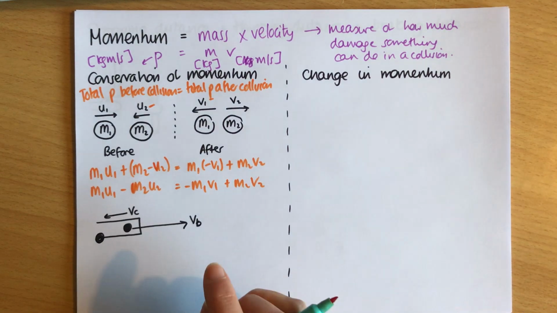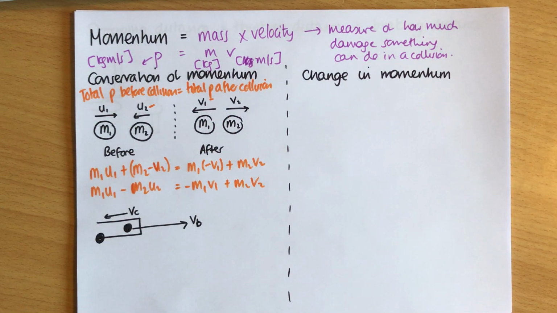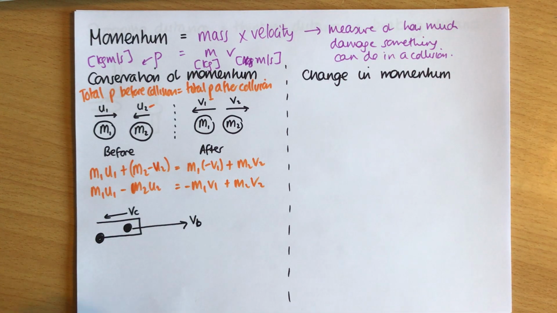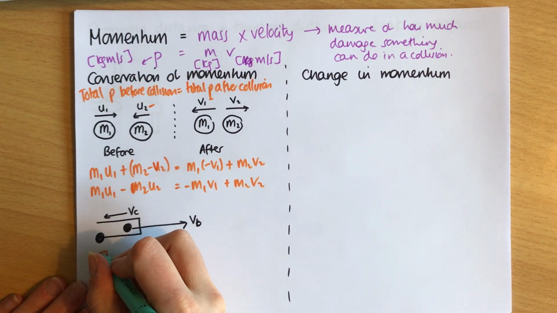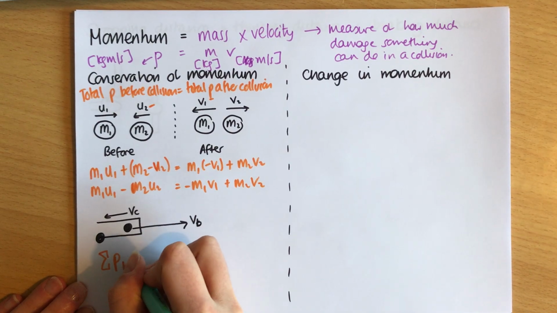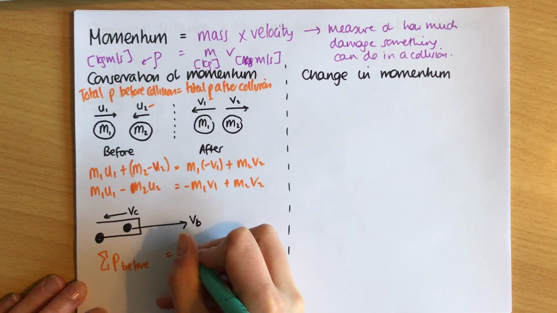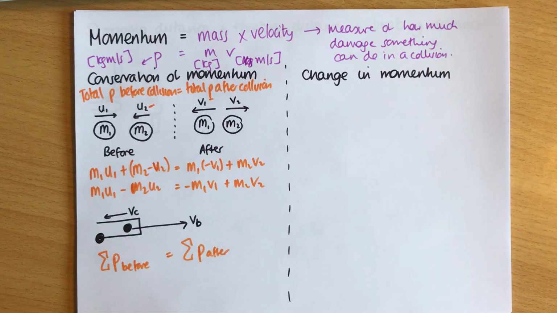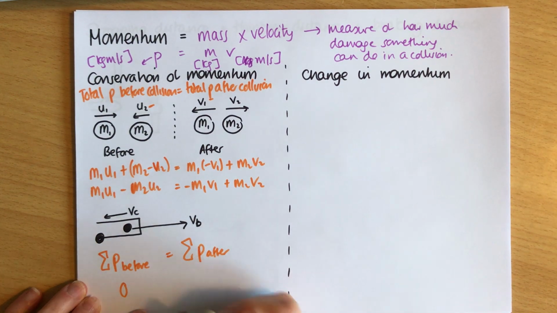Another common problem though is one where you have an explosion of sorts. So here is a cannon. Explosions are a bit funny because the momentum before, and I often write this as the sum of the momentum before equals the sum of the momentum after. If you've got a cannon and a cannonball, before it goes, it has no momentum because it's still. So the momentum before equals 0.